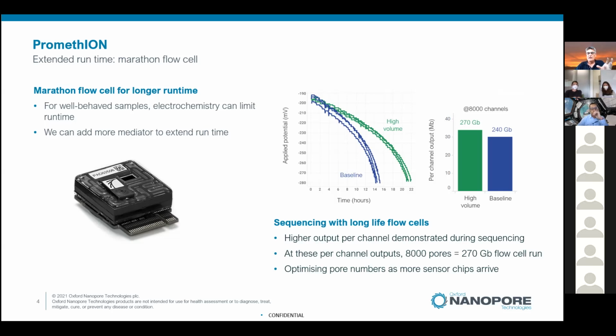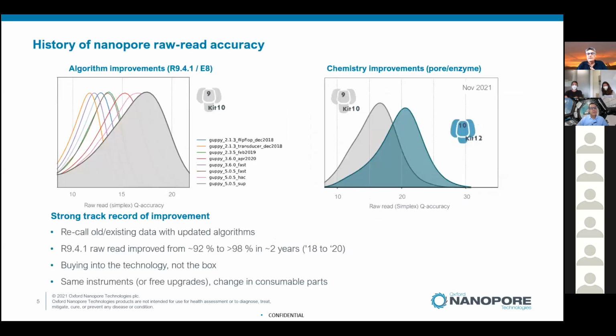Now, it doesn't affect reduction of output caused by blocking or pore degradation, but it will improve runs where it's the reagents that become limiting, because much like a battery, as the ions are flowing through the pore, the difference starts to decrease across that membrane, and eventually the difference is significant enough to end the sequencing run. So we're improving the PromethION flow cells.